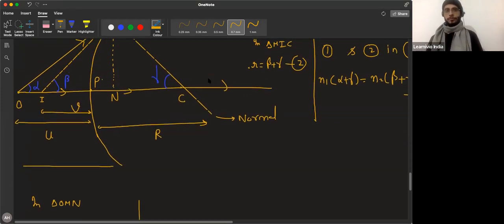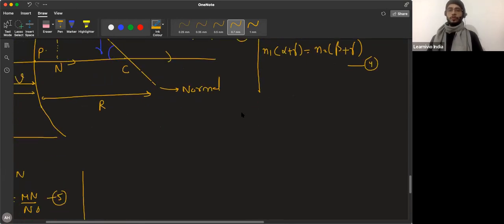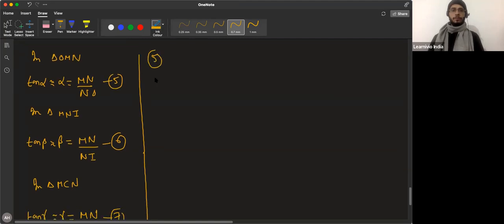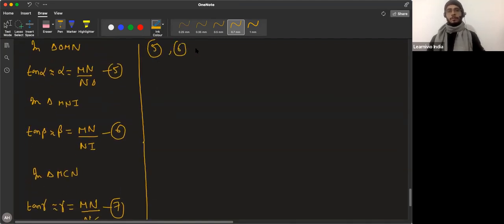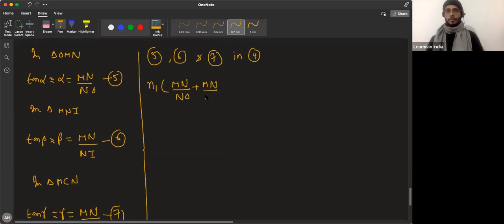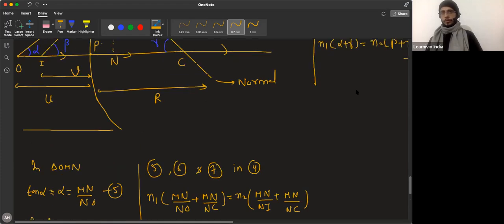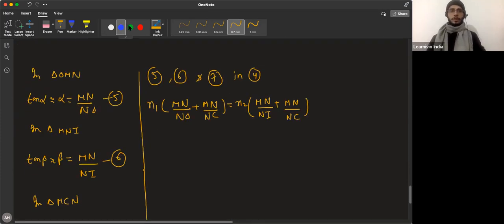Now if I substitute these values in equation 4, let's substitute 5, 6, and 7 in 4. So I will get N1 into alpha plus gamma. So alpha is this, MN by NO. Line by line, each step is the same. Gamma is MN by NC, equal to N2 into beta, which is MN by NI, plus gamma, which is MN by NC. So that's the same equation: alpha plus gamma, beta plus gamma. So this MN gets cancelled out on both the sides.